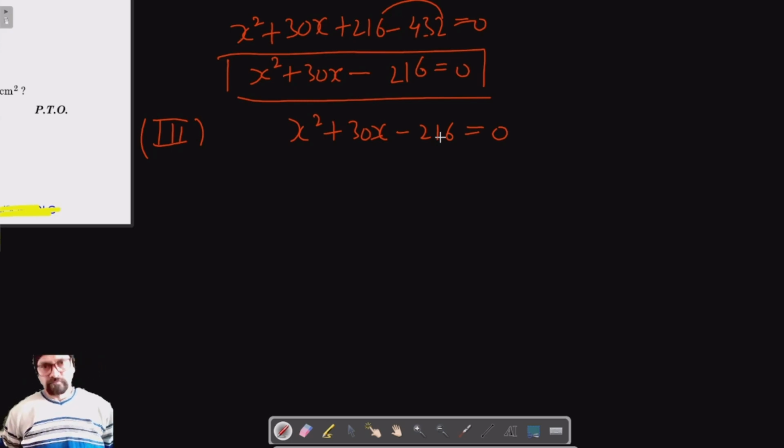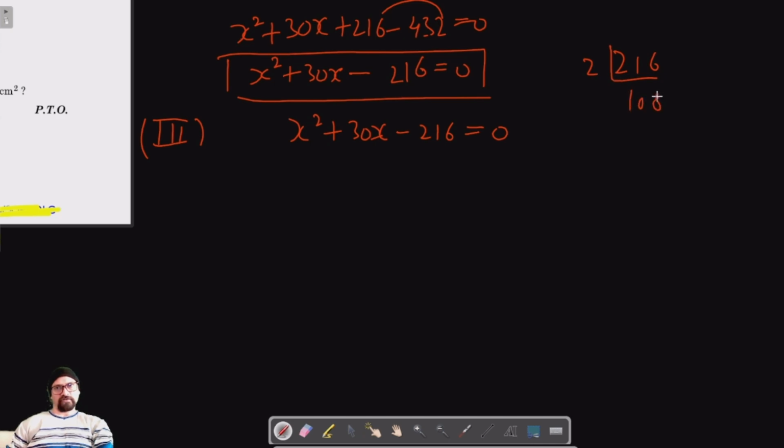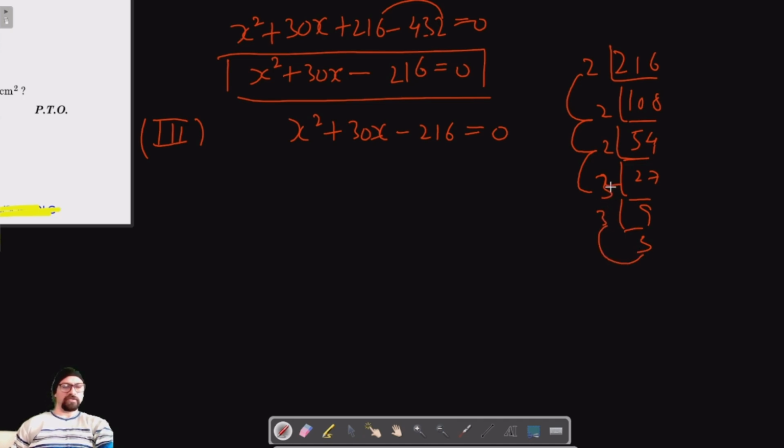We have to solve this quadratic equation, and for that we have to get the factors of 216. So this is 108, 54, and 27, and it's 3, 9, 3. So this is 2 to the 4, 4 to the 8, and 8 to the 24, 3 to the 9. So this is 3, 3 to the 9, and 9 to the 18.